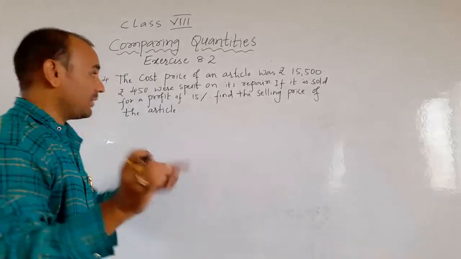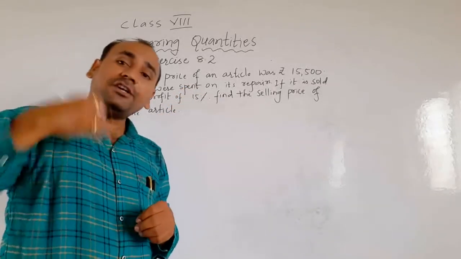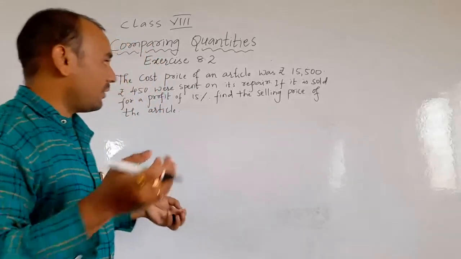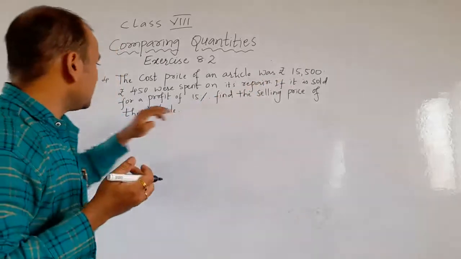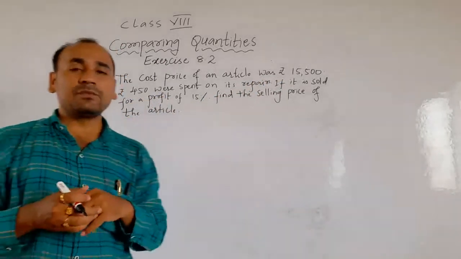Try to understand overhead charges. If you take an article and spend money on its repair, it becomes overhead charges or overhead expenses. Now, if it is sold for a profit of 15%, find the selling price of the article.